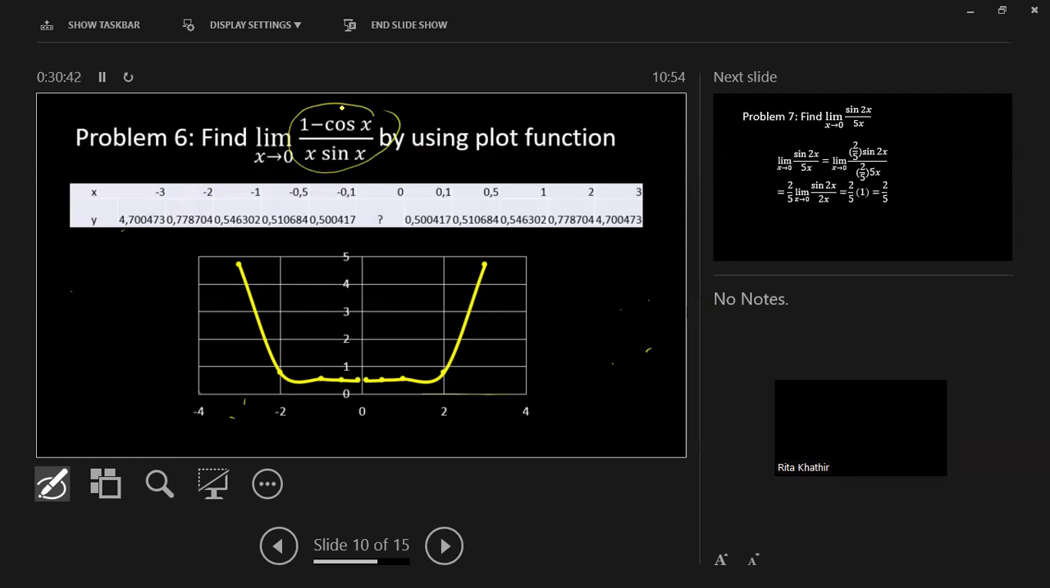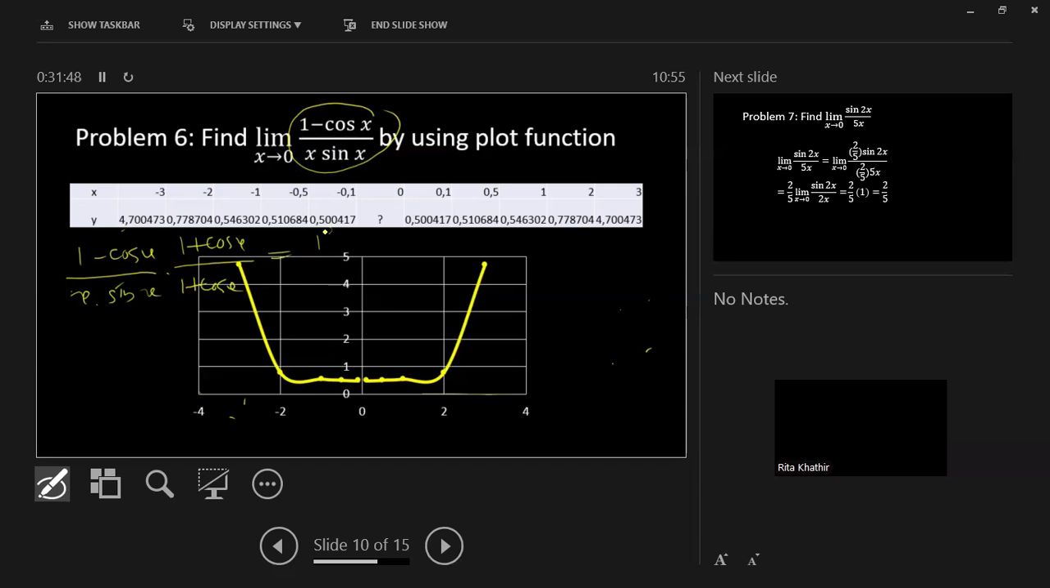If you remember, we had the same kind of problem in the previous question. We can see here we have 1 minus cosine of x. Remember, we can do something related to that. Use 1 plus cos of x. If you use it, then you have 1 minus cos x over x sine of x multiplied by 1 plus cos x over 1 plus cos x.